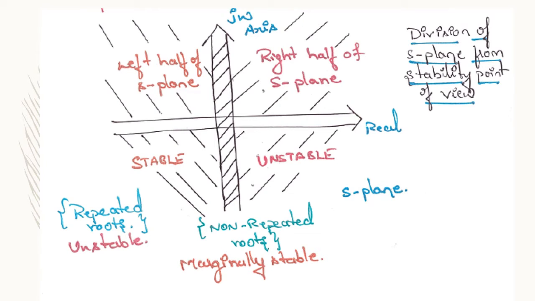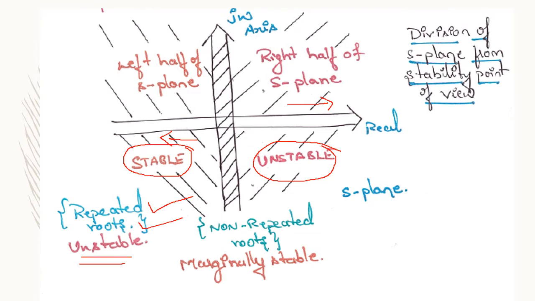Now what do we understand from this? We understand that if any pole exists on the right side, then the system is unstable. If all poles exist towards the left side, then the system is stable. Other than this, there are two more cases. If there are repeated roots, then the system is unstable. If there are non-repeated roots, then it is marginally stable.